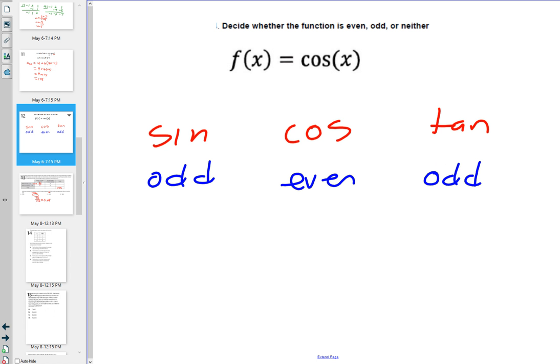The other 2 are odd. None of them are going to be neither. These are called sinusoidal functions, or at least the first 2 are. There's a word that says periodic. These are all periodic functions, which means that they repeat. Because they repeat, that's what makes them symmetrical. It's just a matter of what type of symmetry they have. That's the only difference.